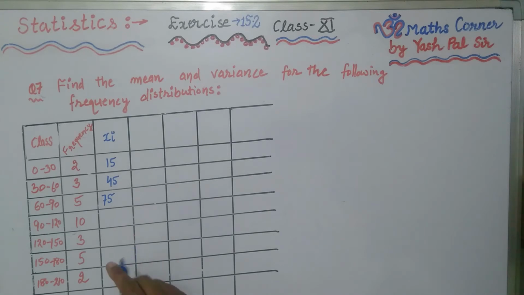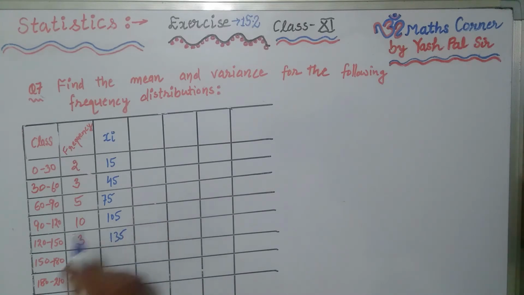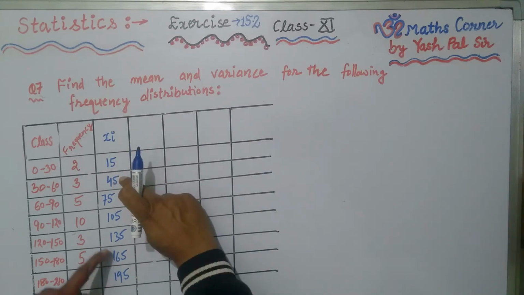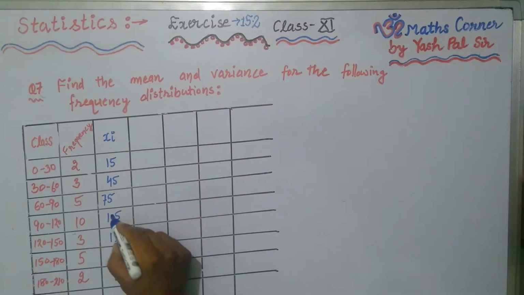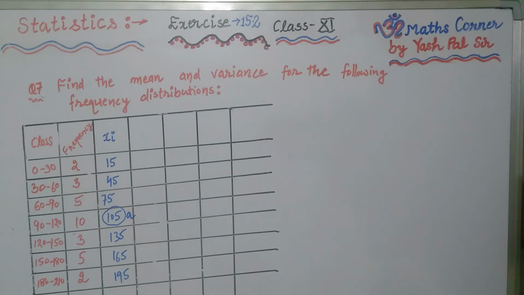90 and 120, 105 is the midpoint. Here 135 is the midpoint. Here 165 is the midpoint. Here 195 is the midpoint. Again what we do, we come to the middle, from upward to downward we come, 105, we suppose this number as assumed mean, right?